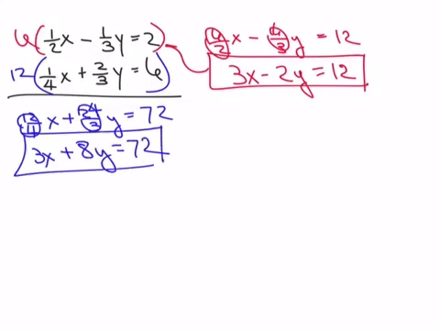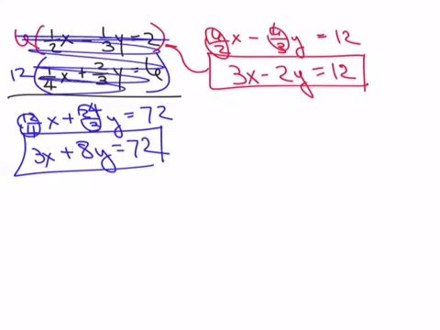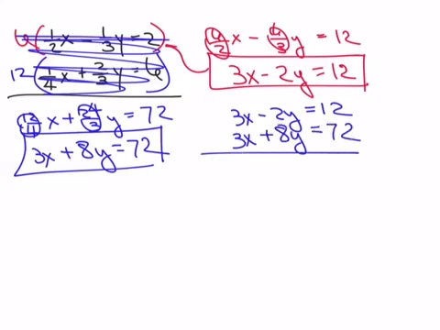Okay, so there's our two equations. We can ignore this one now. We don't even care about that one. Now our equation looks like this. There's our first one without the fractions. Here's our second one without the fractions. Life is good. Fractions are gone.